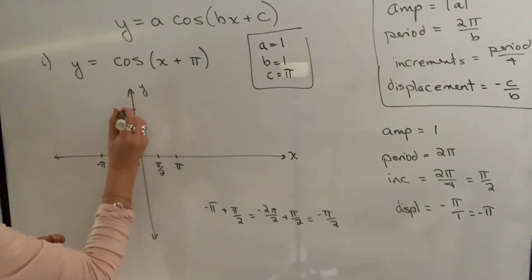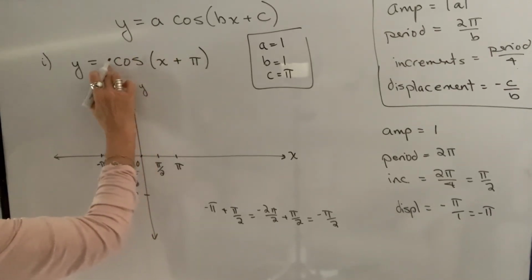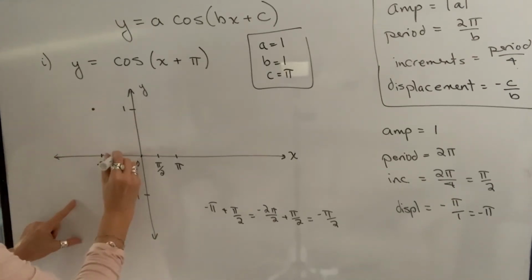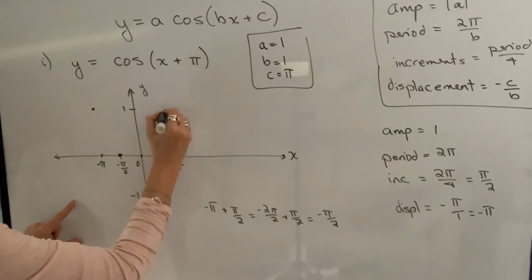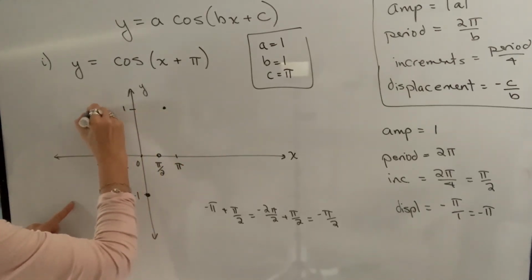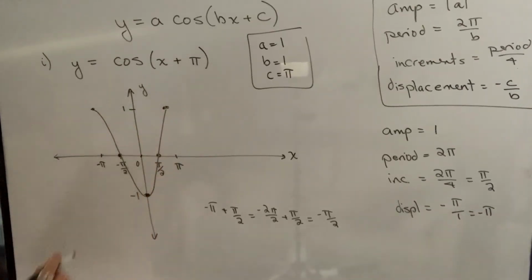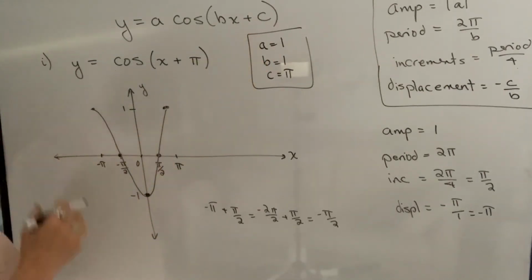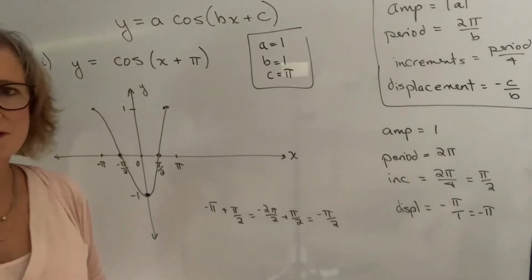I know that my maximum y value is 1 and the minimum y value is negative 1 because A in this example is 1. And my cos curve starts at 1, 0 here, negative 1 here, 0 here, and 1 here. So if I connect those dots in as smooth a curve as I can, that's what my cosine function will look like when we have a displacement over negative pi units. It's the same curve, it's just displaced. Let's take a look at some more examples.